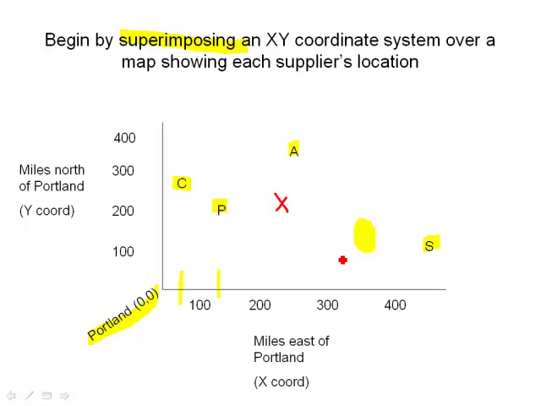But remember, we're weighting this by transportation volume, and if you look at the transportation volume for supplier S, supplier sigma, you'll see that transportation volume is really, really high. So that kind of skews our optimal location over towards supplier S just a little bit.